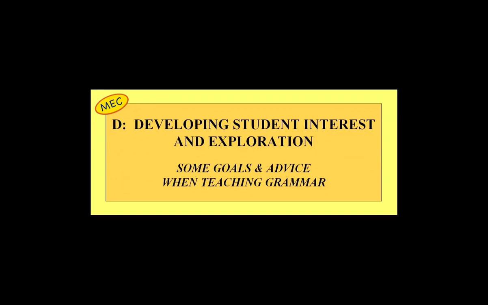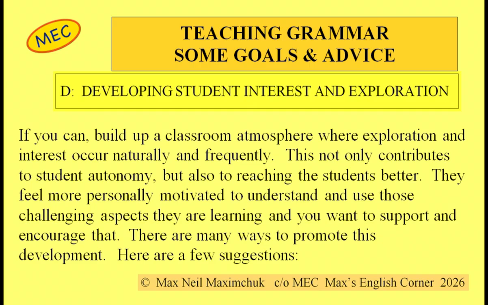Section D. Developing student interest and exploration. If you can, build up a classroom atmosphere where exploration and interest occur naturally and frequently. This not only contributes to student autonomy, but also to reaching the students better. They feel more personally motivated to understand and use those challenging aspects they are learning, and you want to support and encourage that. There are many ways to promote this development. Here are a few suggestions.